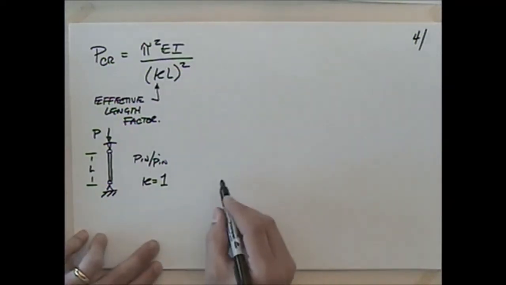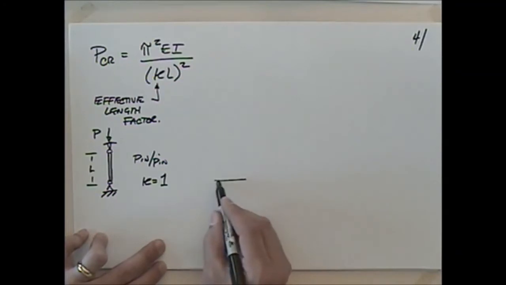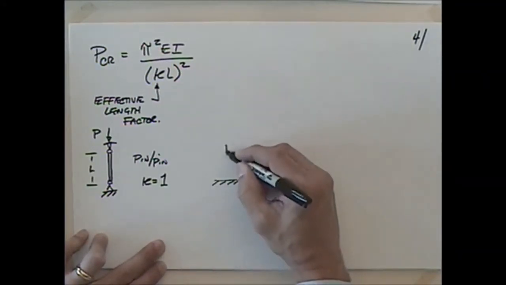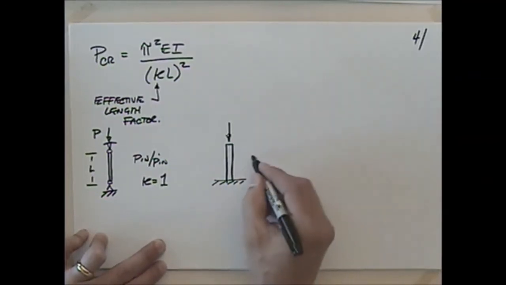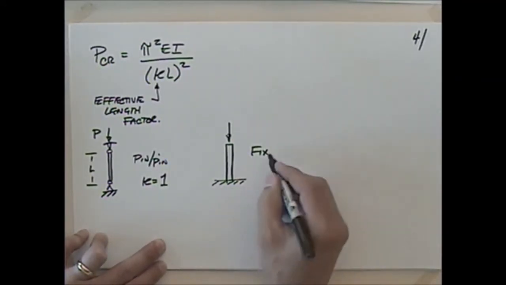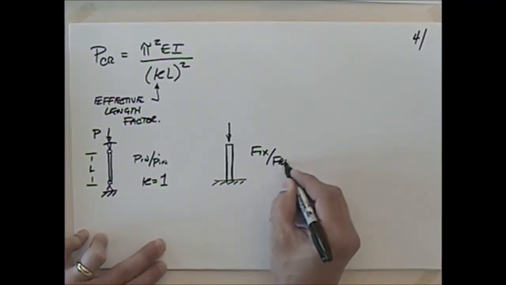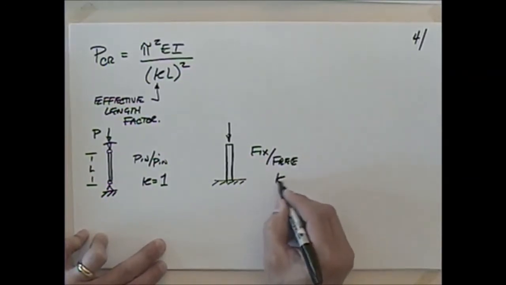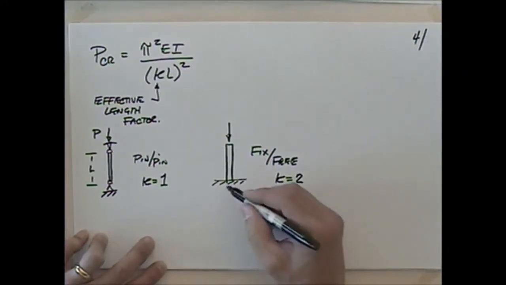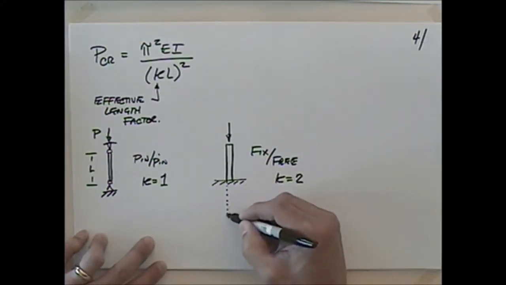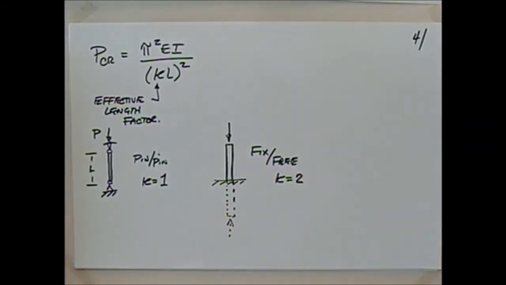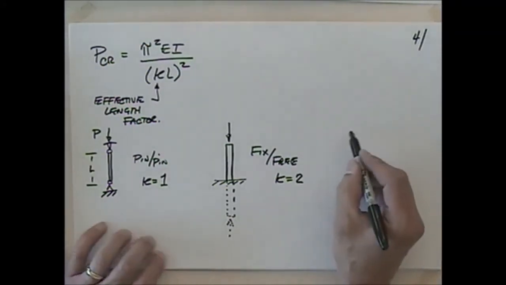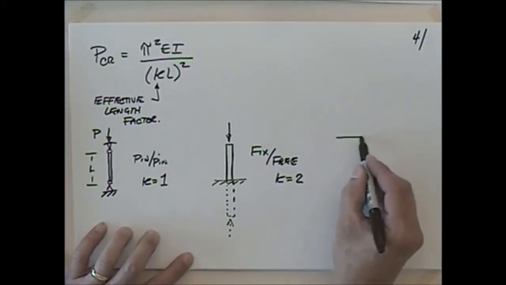If I look at something maybe like a fence post in the ground, so we have something that's fixed here and free on the top. So it's fixed at the base, it's free at the top. K is equal to 2. And hopefully that makes sense, because you could really think of this thing as being twice the length and having that there.